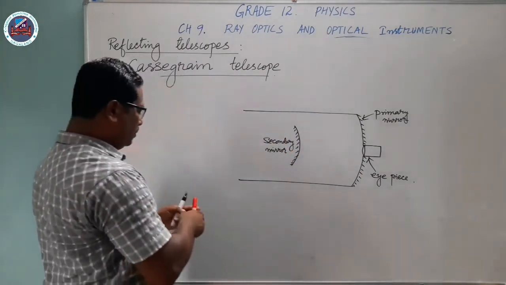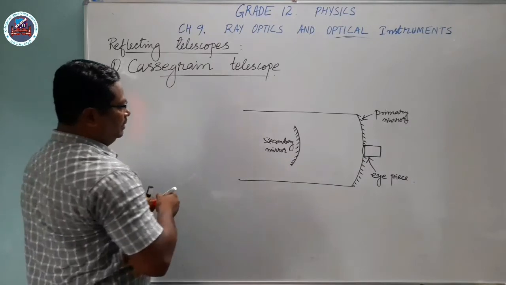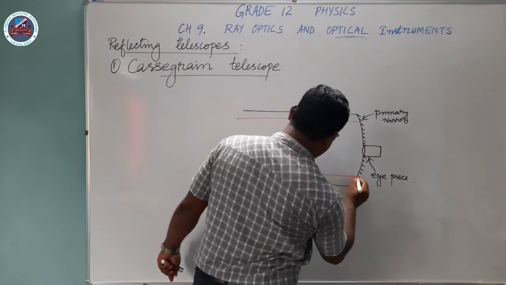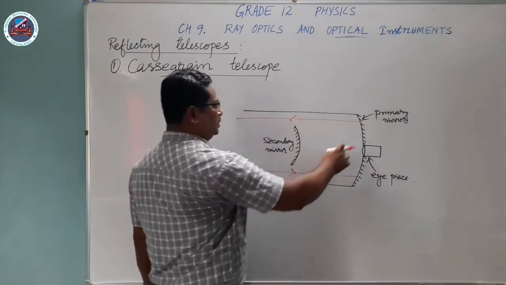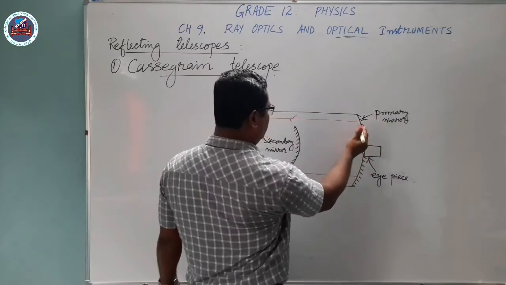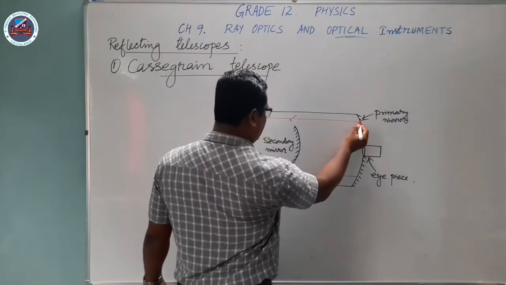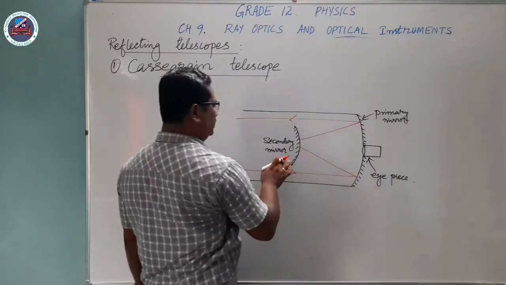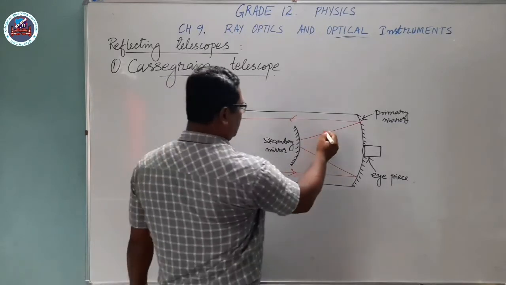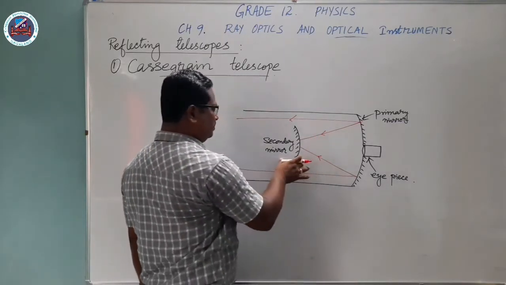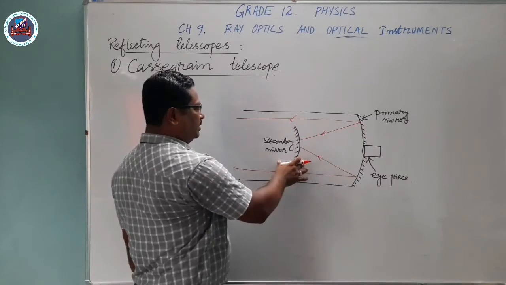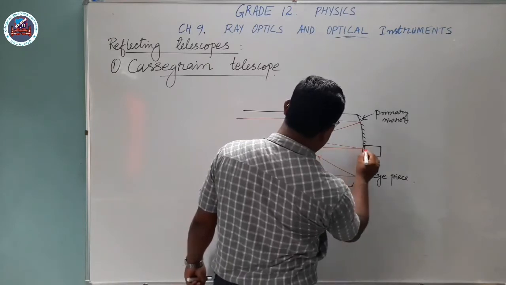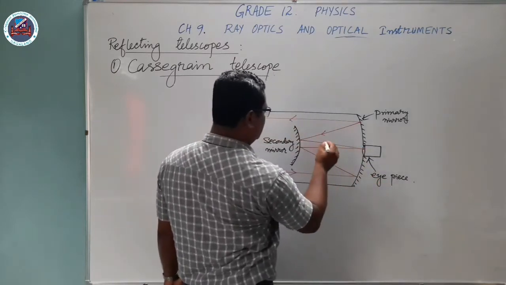Light rays that come from infinity, parallel like this, strike the parabolic mirror, that is the primary mirror which is concave in nature, and reflect onto this convex mirror. Once they strike the convex mirror, the reflection goes straight to the eyepiece lens.